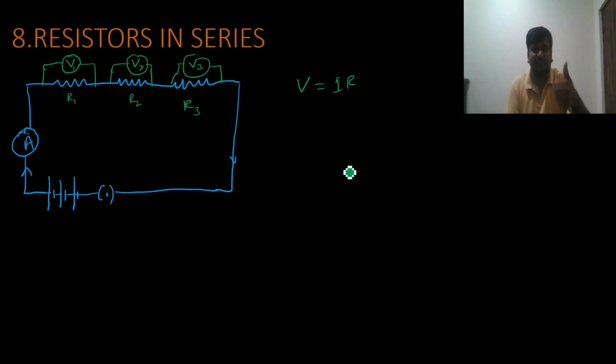In the entire circuit, the current is the same. Current is passing through resistor 1, resistor 2, and resistor 3 also. So in the entire circuit the overall current will be the same, but the potential difference for each resistor is different. So this is the series combination that we can consider.